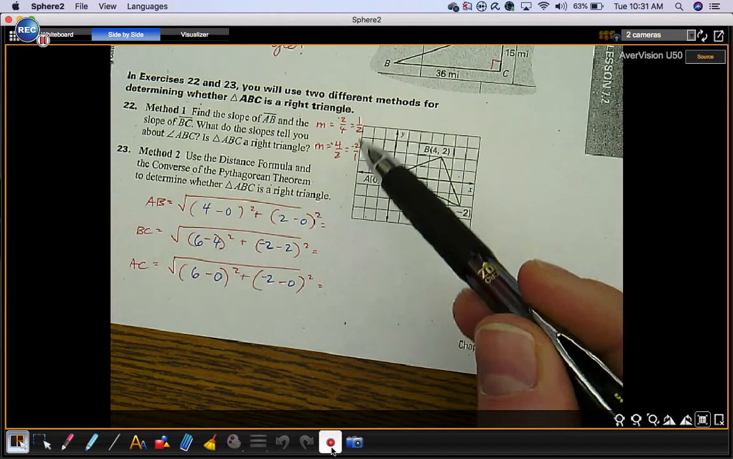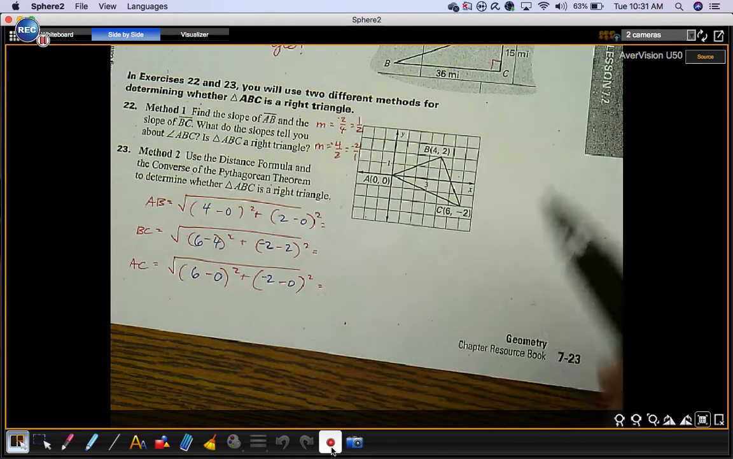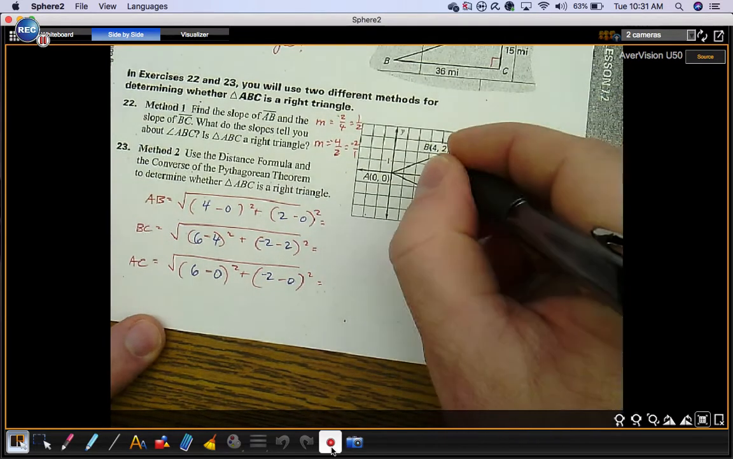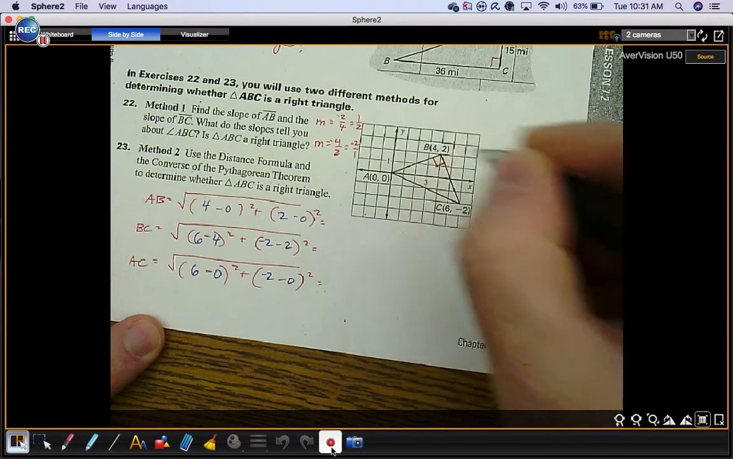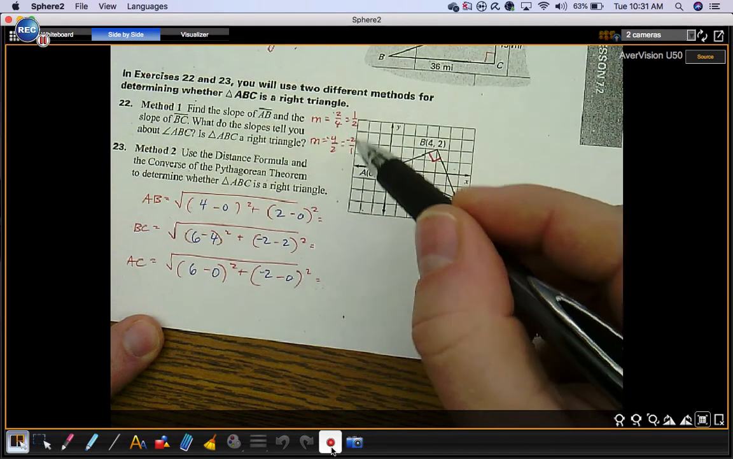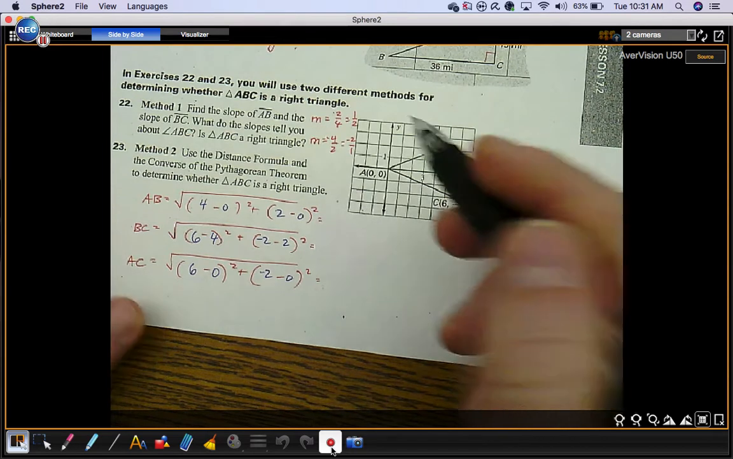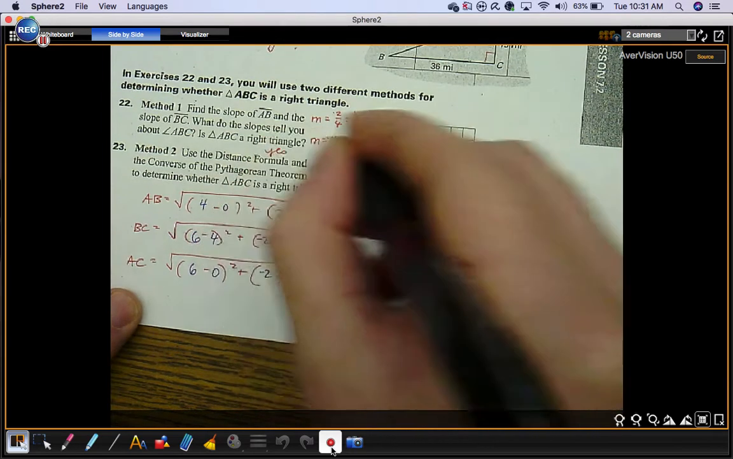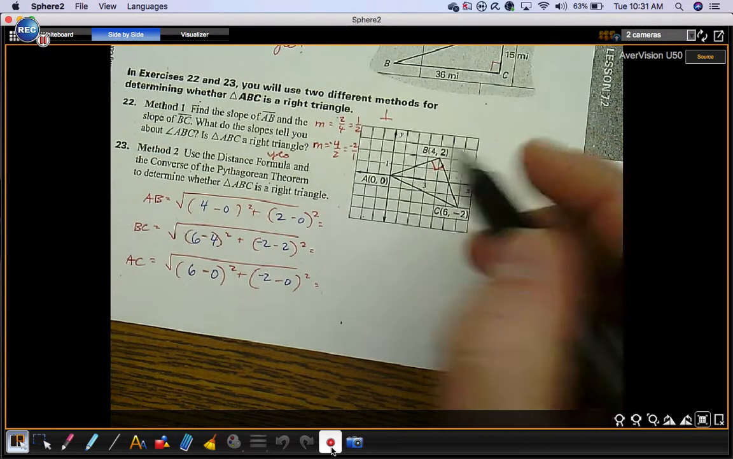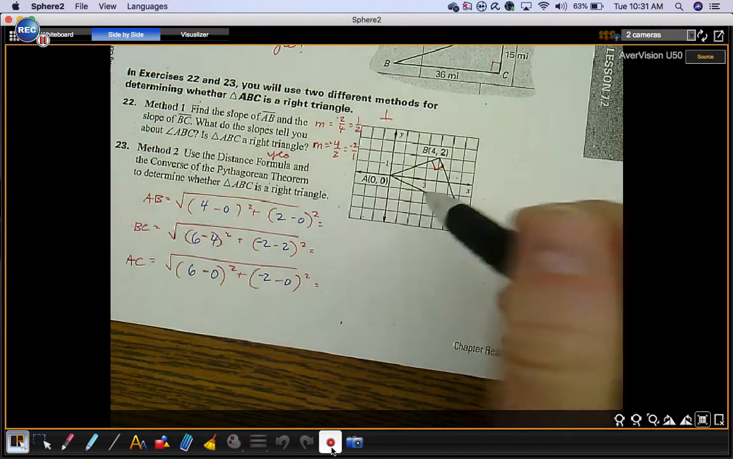These are opposite reciprocals. Is it a right triangle? Well, these two segments come together at this angle. It must be a right angle because of the opposite reciprocal slopes. Those were perpendicular. So you know it's a right triangle.